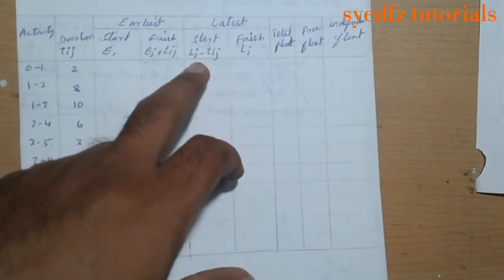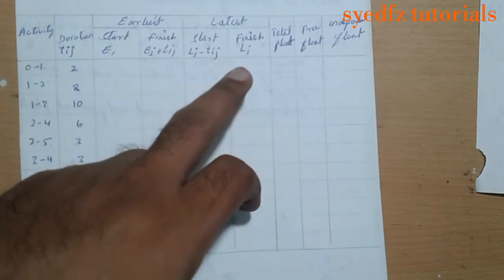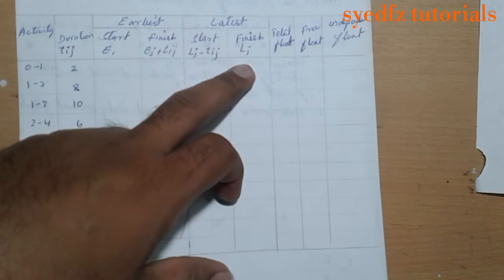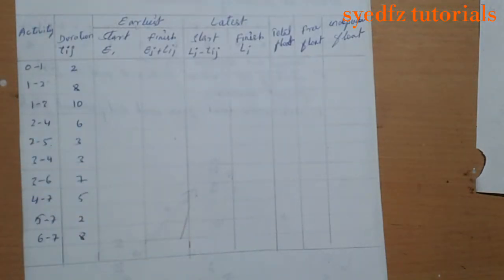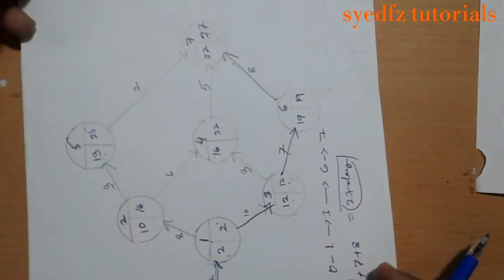Okay, only for representation, means presenting of letters, for earliest we are giving this E_j, L_j like this. Okay, let's start the problem. You will come to know where it starts, where it finishes. It should be taken from here, from the diagram.